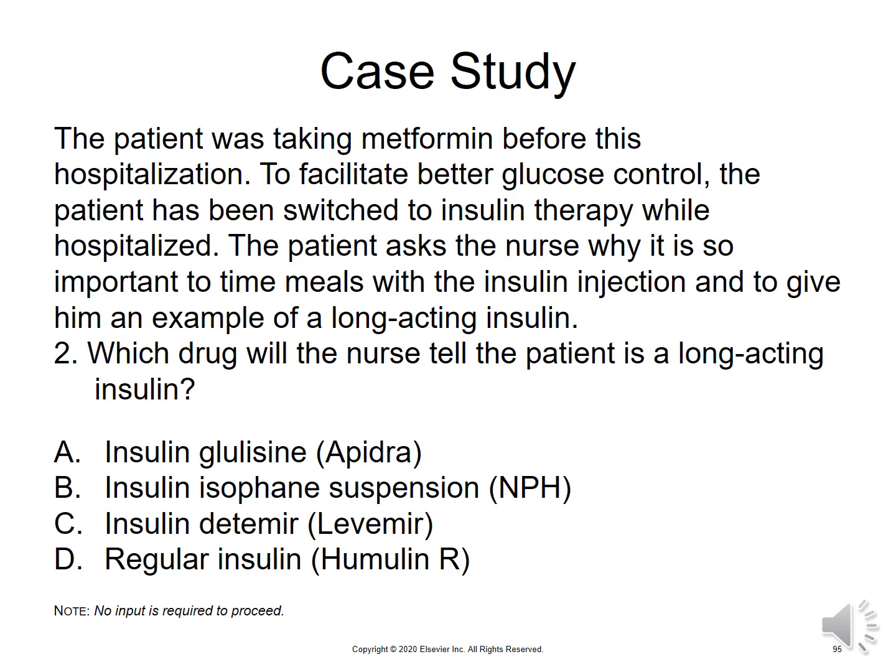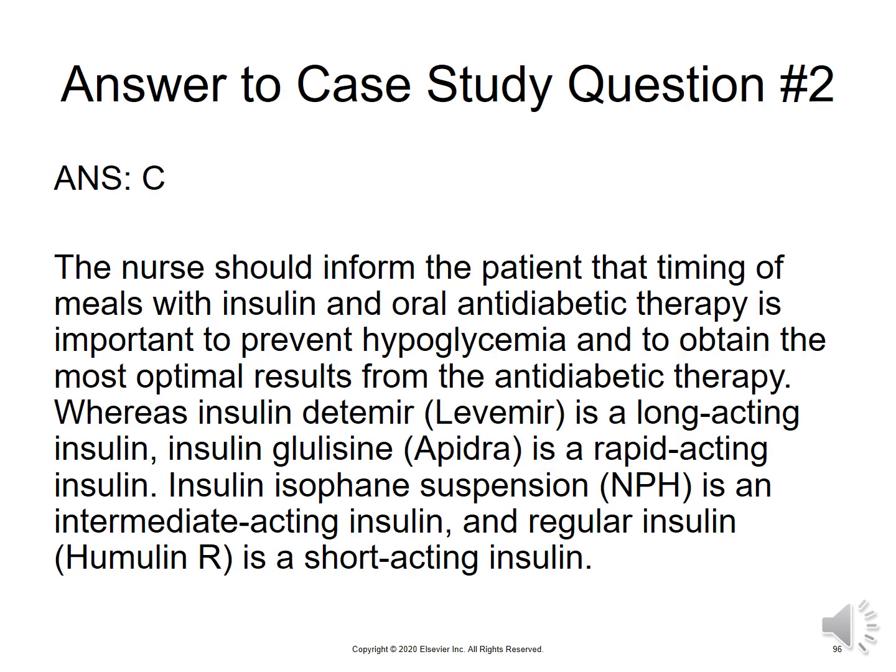The patient was taking metformin before his hospitalization. To facilitate better glucose control, the patient has been switched to insulin. The patient asked the nurse why it is so important to time meals with the insulin injection and to give him an example of a long-acting insulin. Which drug will the nurse tell the patient is a long-acting insulin? Okay, which one of these is a long-acting insulin? C.